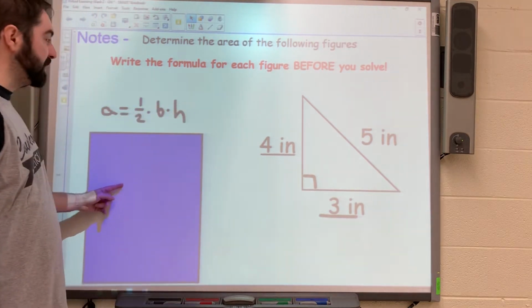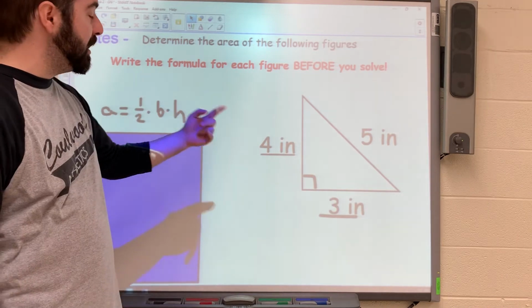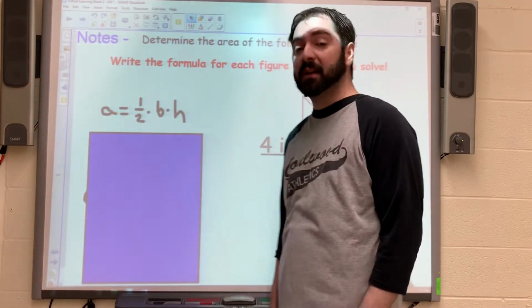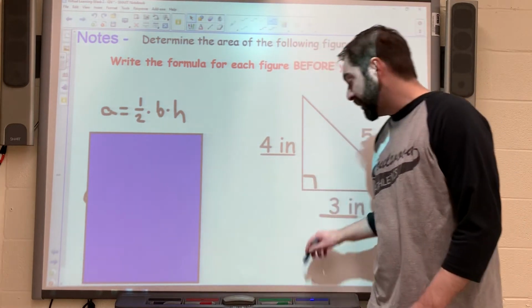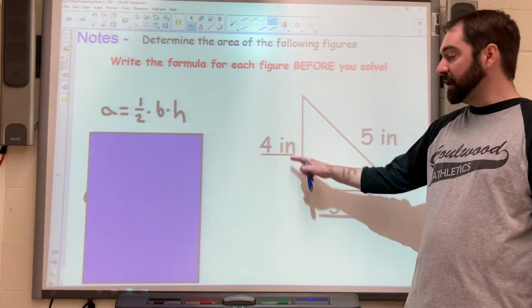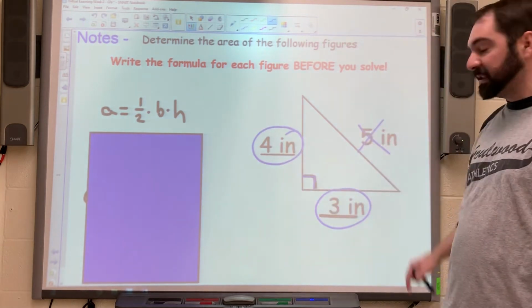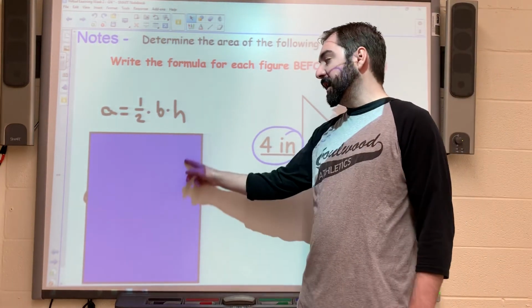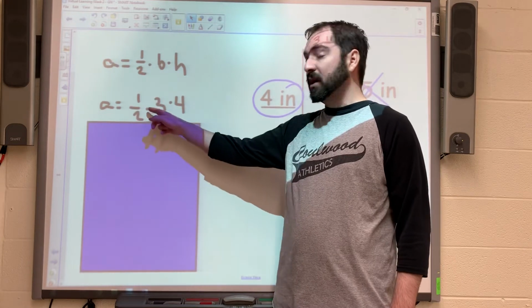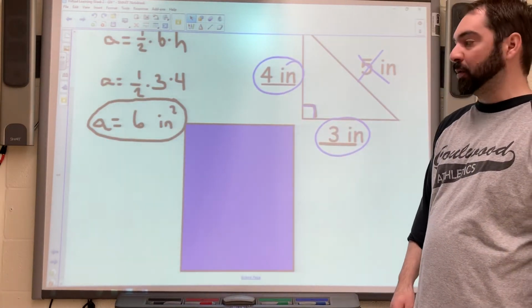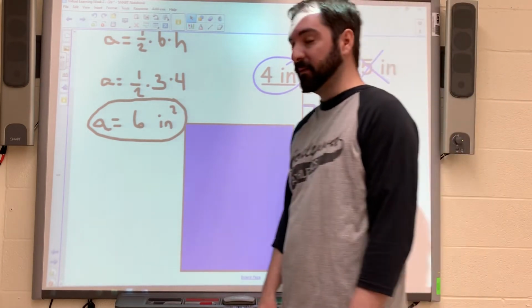Again, first thing I did is I looked, it says, what is the area of this triangle? So I know I need 1/2 base times height, or base times height divided by 2. I find my right angle, it's right here. I know that I'm gonna use the base of 3 and the height of 4. That 5 is there to distract me. So I'm gonna write out what I'm gonna type in my calculator, 1/2 times 3 times 4, and I would find that I would have 6 square inches for my area of my triangle.